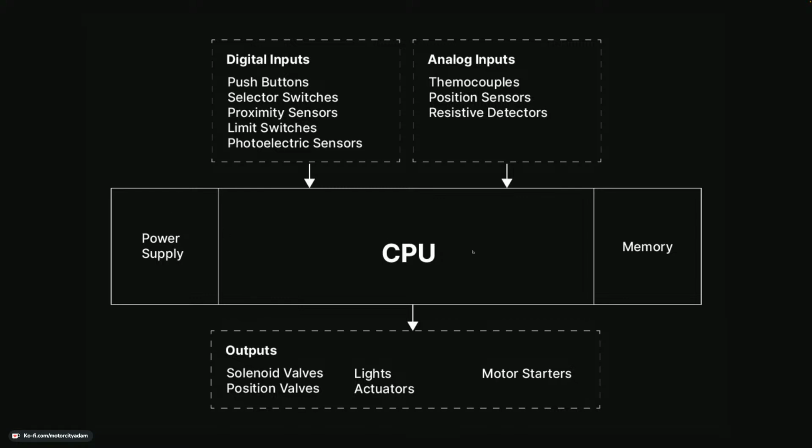Okay. Then again, as I described in the last slide, the CPU, through a predetermined program, executes some logic based on the input it's seeing from these devices. And then it outputs to things like solenoid valves, position valves, lights, turning a light on and off, various other actuators, motor starters, and again, this list is not exhaustive.